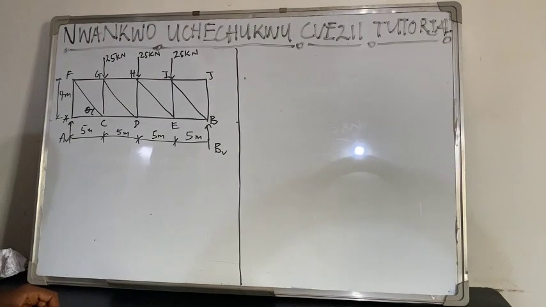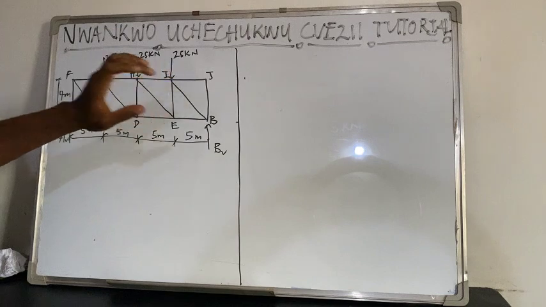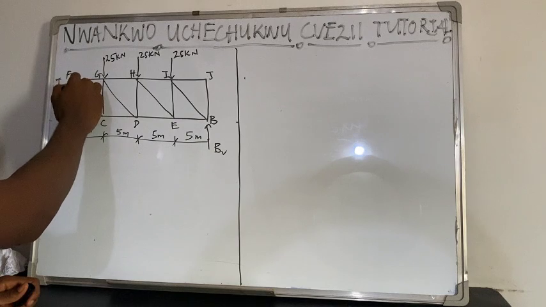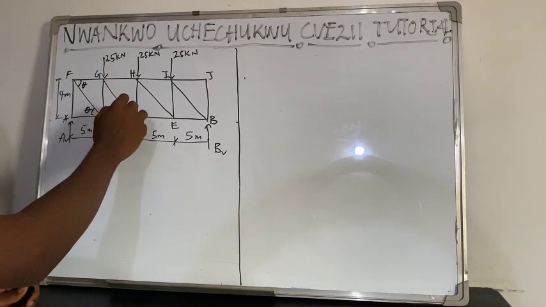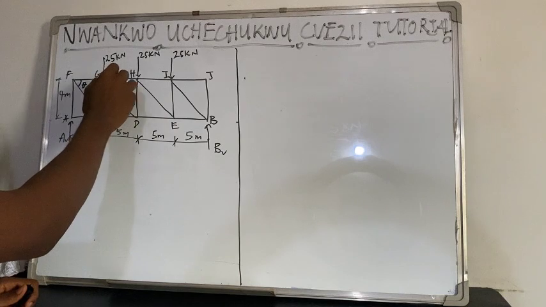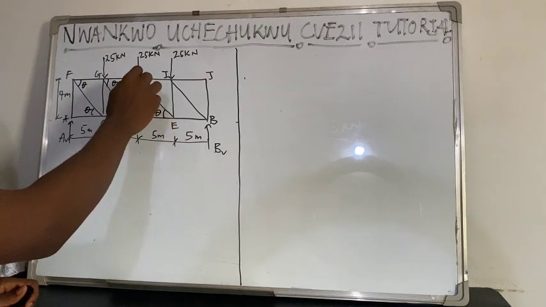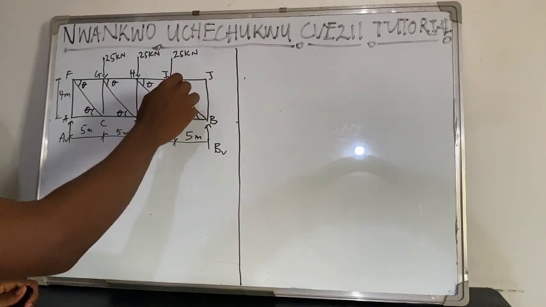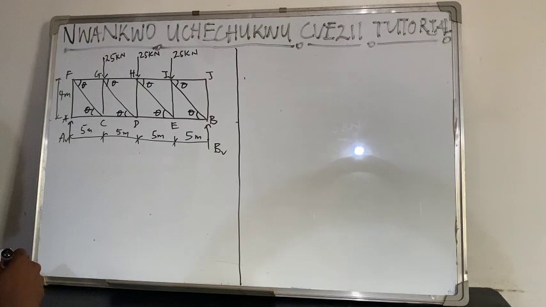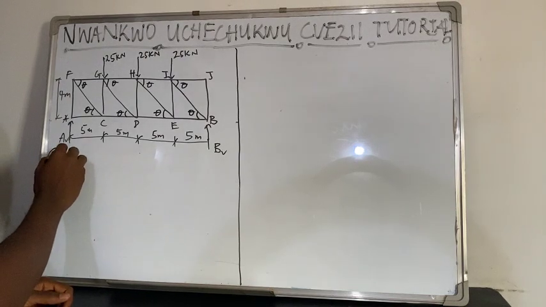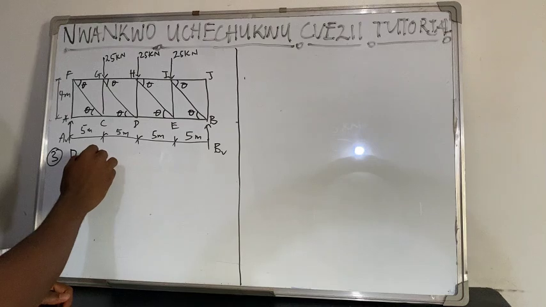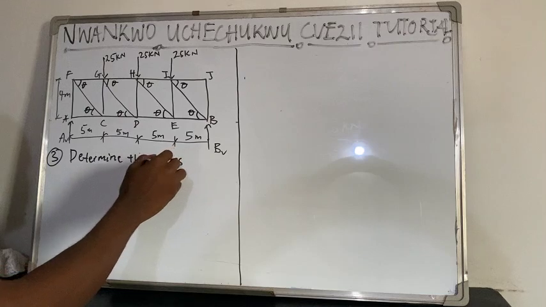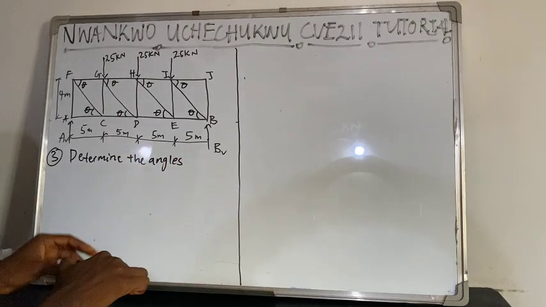Okay guys, for clarity's sake, I'm going to leave the free body diagram here so that we can always refer to it. Then I'll complete the angles. This is theta. This is theta. We know alternate angles are equal, so this is theta. The next thing we need to do is determine the angles. Now we need to find the value of this theta.